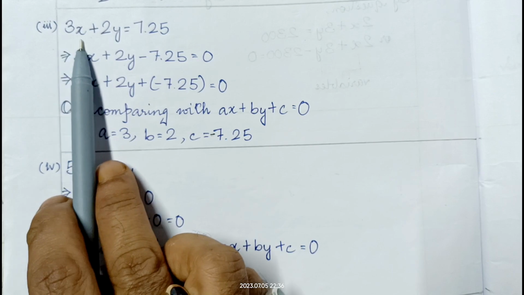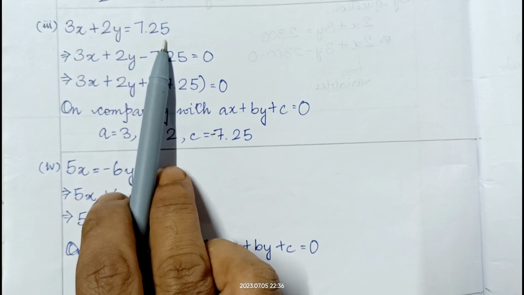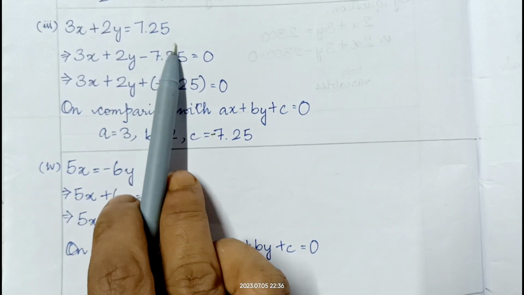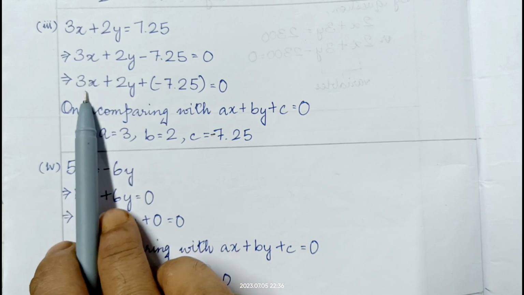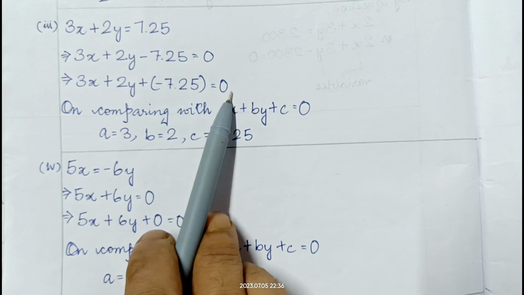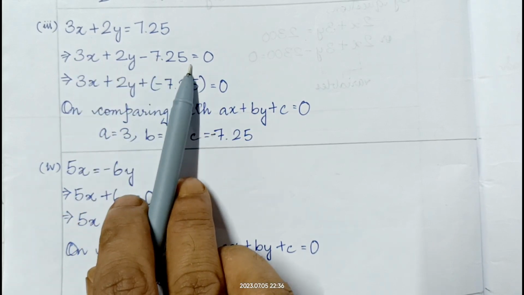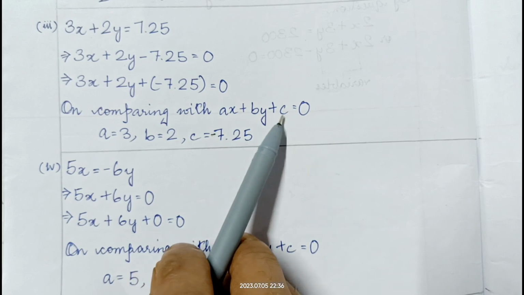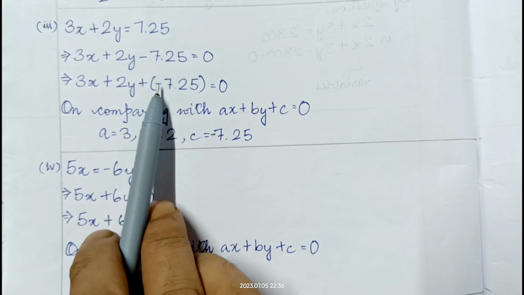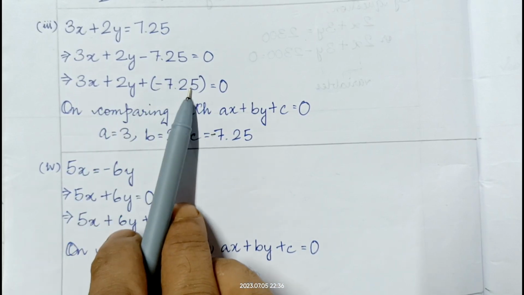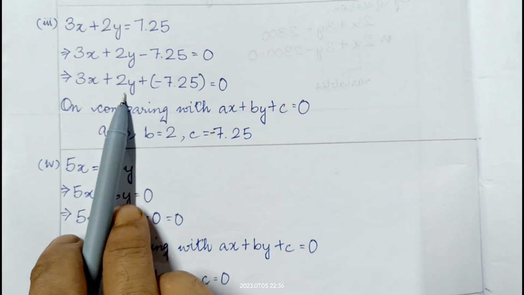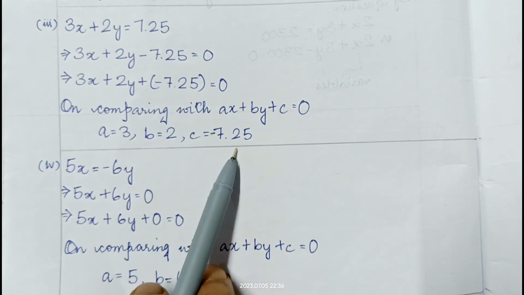In the third part it is given 3x plus 2y equal to 7.25. Here it can be written as 3x plus 2y minus 7.25 equals 0, which can be considered as 3x plus 2y plus minus 7.25 equals 0. Just because we are comparing this equation with ax plus by plus c equals 0, where both are positive, that's why we have kept minus 7.25 in a bracket. Now if I compare this with ax plus by plus c equals 0, a will be 3, b will be 2 and c will be minus 7.25.